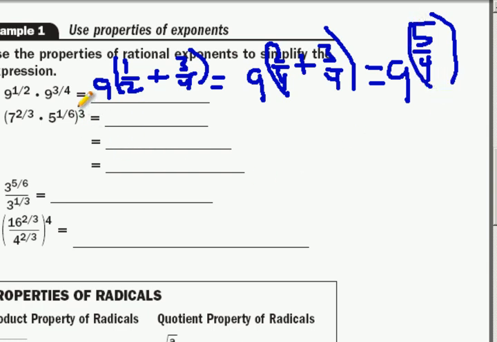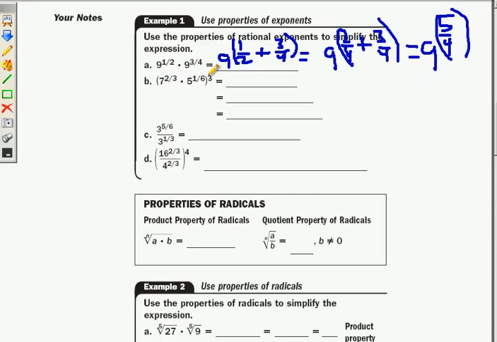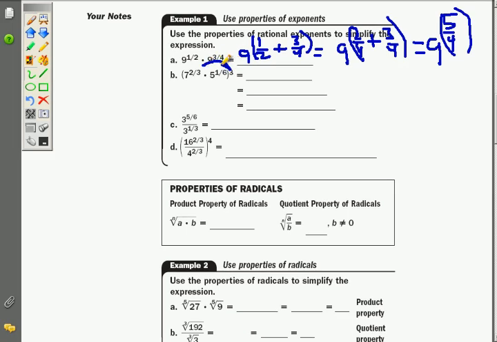When I take a look at this next one, I could do whatever works on the inside, or I could move the exponent in first, or whatever you want to do first. It's really up to you. I might move the exponent in, because there's really not a lot of work to do on the inside, since the bases aren't the same.